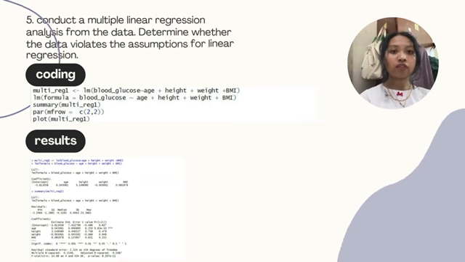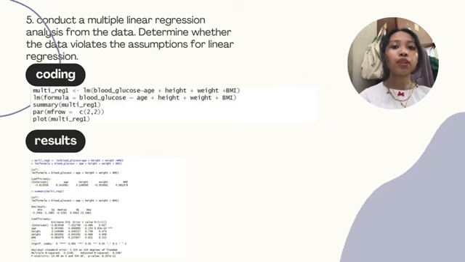For question 5, to conduct a multiple linear regression analysis from the data, we create multi_reg1 with lm in the bracket blood glucose, age plus height plus weight plus BMI, to correlate blood glucose with all the variables. Code the formula equals blood_glucose tilde age plus height plus weight plus BMI, and use the command summary in the bracket multi_reg1 to get the results of each coefficient, residuals, standard deviations, t-values, and p-values.